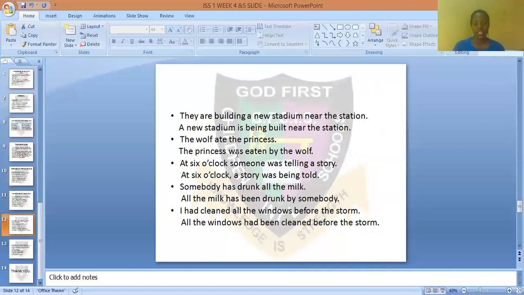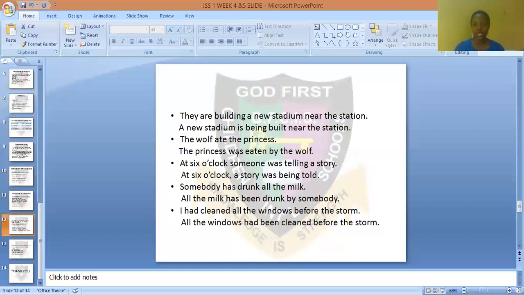More exercises. They are building a new stadium near the station. So the subject here is they, and building is the verb in the sentence. A new stadium is being built near the station.